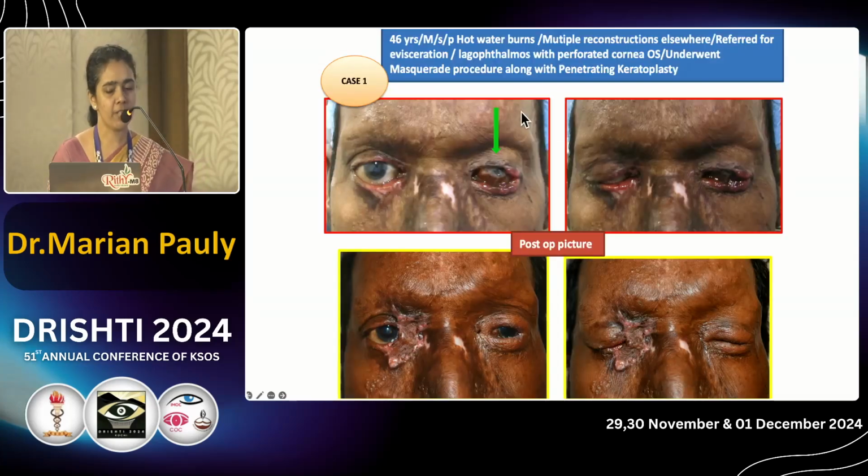So this is one patient, 46 years old, with hot water burns, who had undergone multiple reconstructions elsewhere, and in fact he was referred to us for evisceration. When we looked into it, we thought we would do a masquerade. So I operated along with Dr. Vinay, our corneal surgeon. He underwent the masquerade procedure with penetrating keratoplasty. After flap division he was doing well, and there is no lagophthalmos. The only problem is the blink will be a little deficient, which is why you keep the eye lens on both sides.